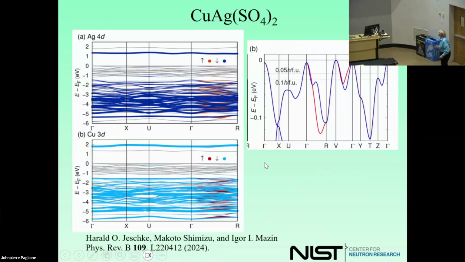So here's the band structure from Igor's paper, and you see from gamma to R, this is a monoclinic material, the bands are spin split. That makes it an altermagnet.